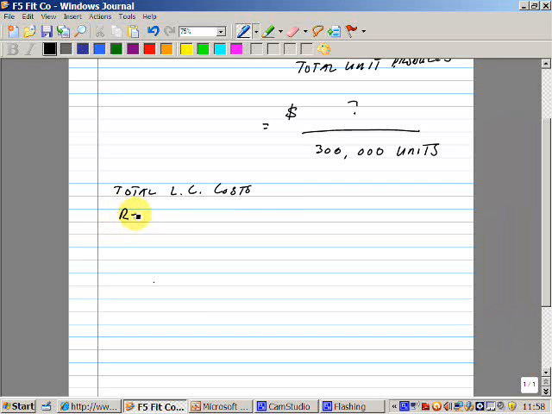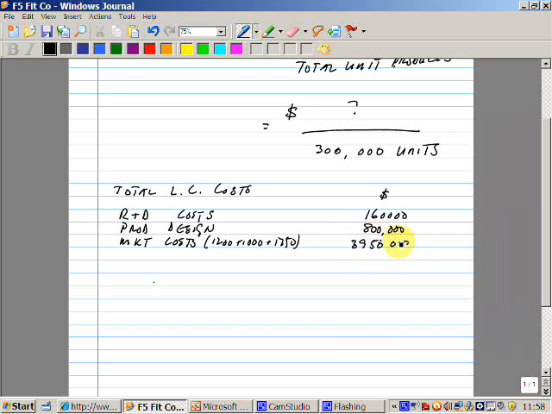So the first thing is the R&D costs, and that's coming out at 160,000. Next we have product design, and that's 800,000. Then we have marketing costs. Now over the 3 years, it's 1.2 million plus 1 million plus 1.75 million, higher marketing in the last year. So that's 3,950,000. And then we have our manufacturing costs.